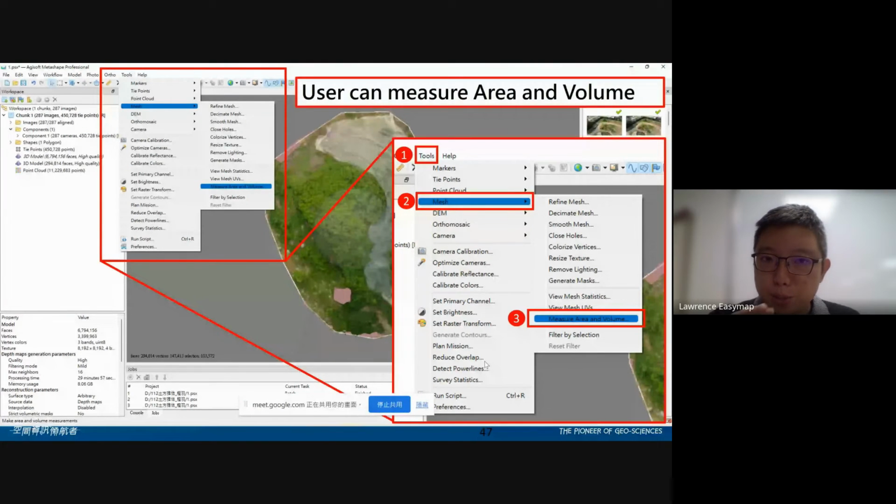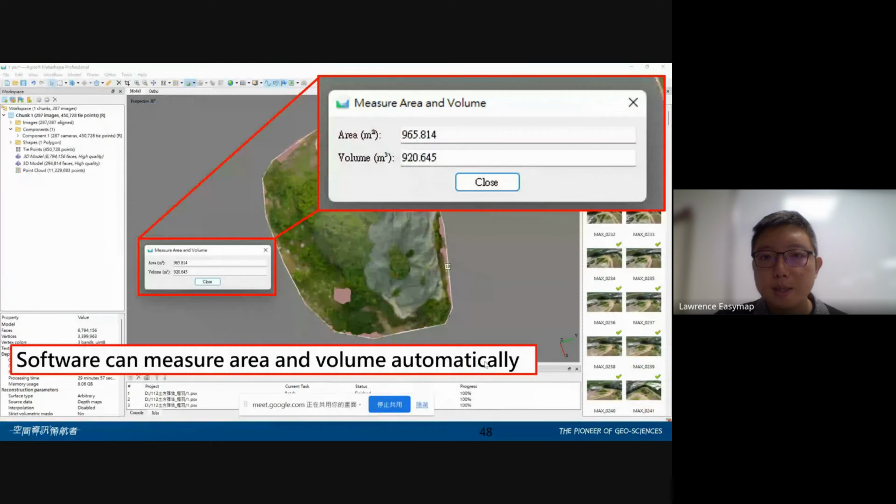Even though I'm not going to talk through it step by step, basically we can measure the area and also the volume of such a model with some specialized software. So in this case, the 3D model tells us that the area is around 1,000 square meters and the volume is around 920 cubic meters.